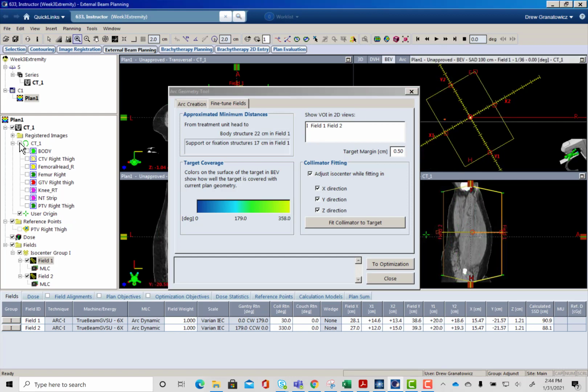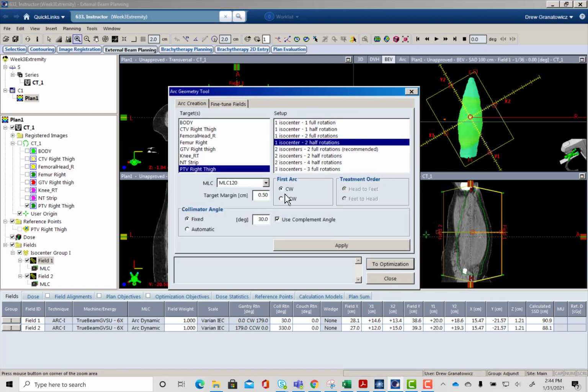So that volume that's shaded is our PTV, and it does that based on what kind of coverage Eclipse thinks you'll get. But like I said, it doesn't work very well, so I wouldn't focus too much on that. Let's leave this as is for now.